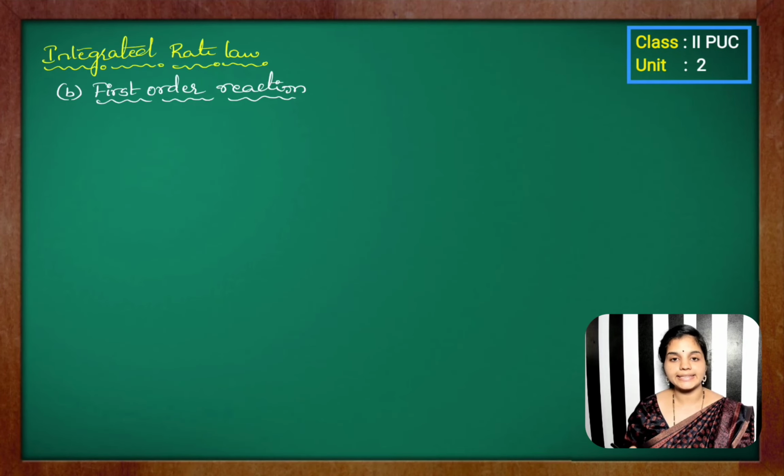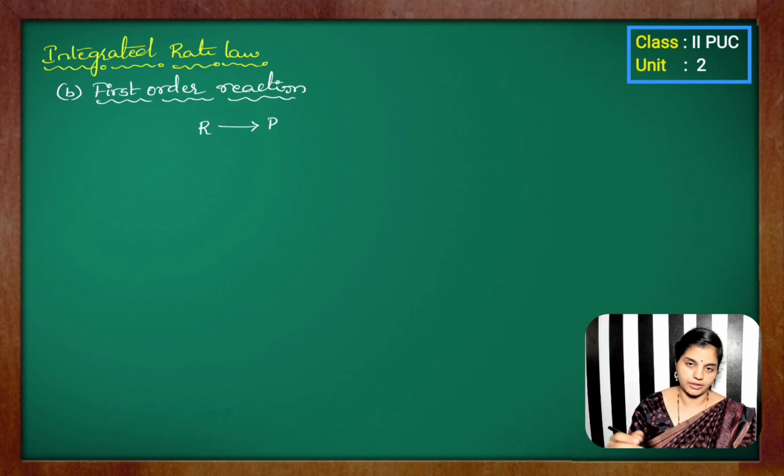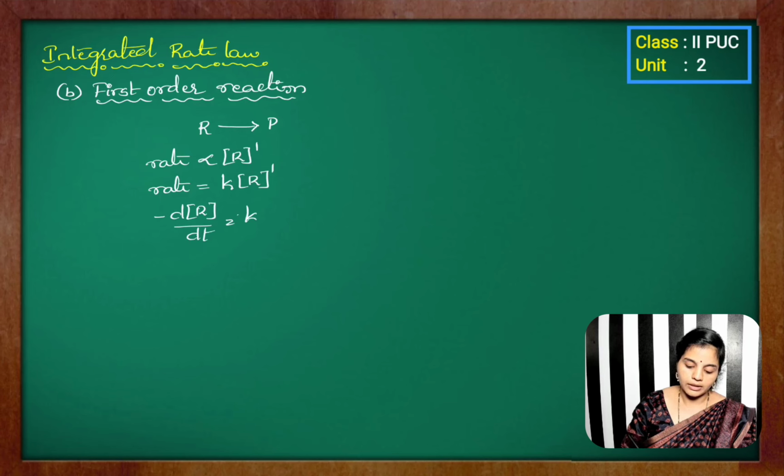Now let us derive the integrated rate law for a first order reaction. So let us consider a first order reaction, R giving products. We know that rate of a first order reaction is directly proportional to the first power of concentration of reactants. So therefore I can write rate law, rate is equal to K into concentration of R raised to 1. So the differential rate law is minus dR divided by dt is equal to K into concentration of R.